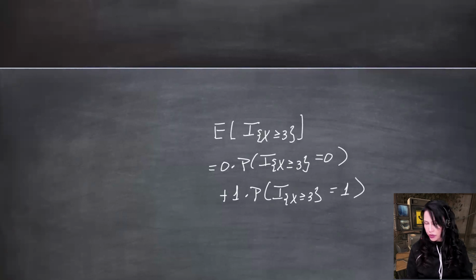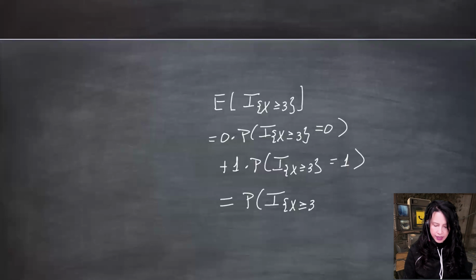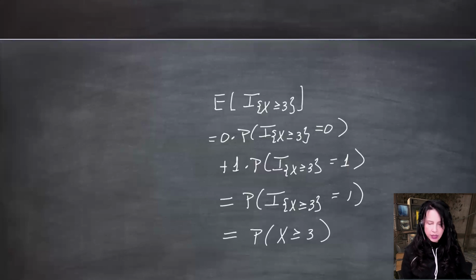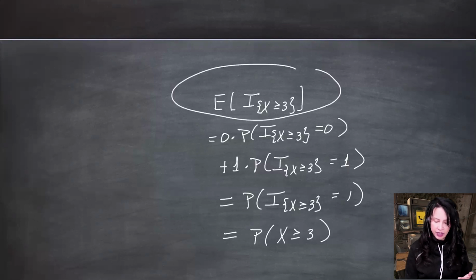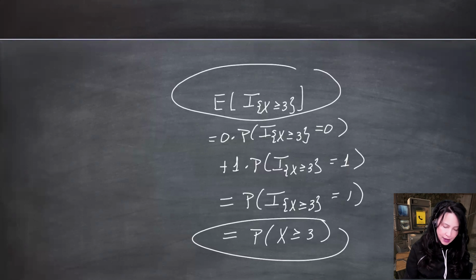And so the 0 term goes away, and we just get the probability that this indicator is 1. But that indicator is 1 if and only if the event being indicated happens. So this is the same as the probability that that event happens. So here's what I was saying: the expected value of an indicator is always equal to the probability of the thing being indicated. Always. And I'm going to use that. I'm going to go back up to where we were and use that right now.